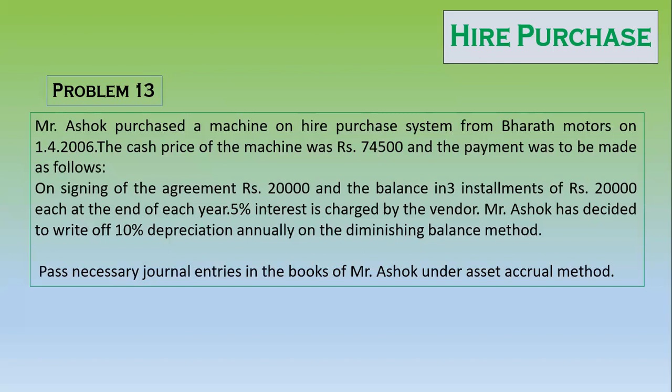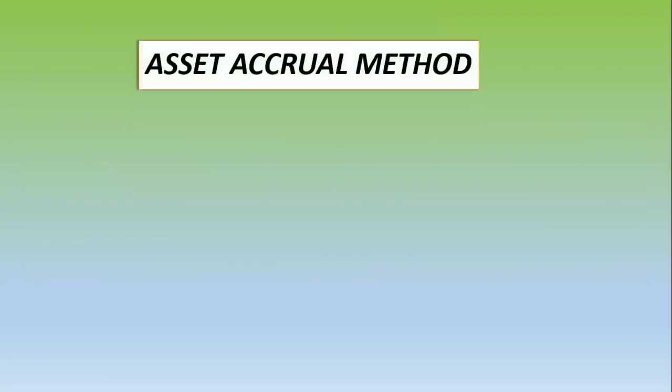So here we have the cash price of the machine, 74,500, and the year starts with 1st April 2006. Right? And the down payment of the machine will be 20,000 and the installment amount also 20,000 for each year, and total installments will be 3 and interest rate is 5%. Depreciation is 10% in diminishing balance method. Now we'll discuss the problem with asset accrual method.